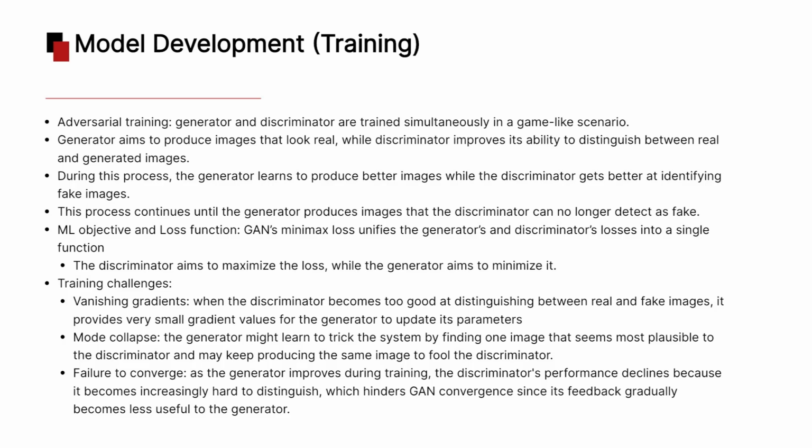Failure to converge. GAN training oscillates without settling, often because improvements in the generator degrade discriminator performance too quickly. Solutions: train the discriminator for multiple steps per generator step, apply spectral normalization to stabilize discriminator weights, or use progressive growing, start with low-resolution images and increase resolution gradually.